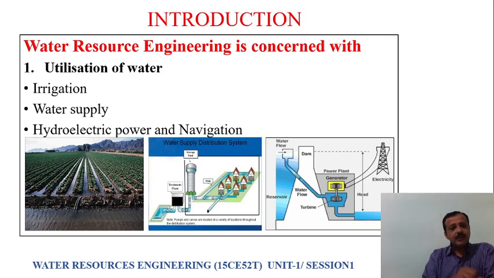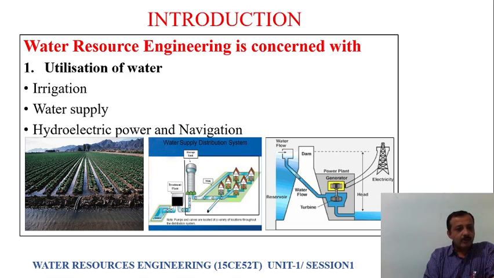Why is water utilized? In what way is water utilized? Water is utilized for irrigation purposes, for water supply, hydroelectric power, and even sometimes for navigation. So how is water being utilized by us?